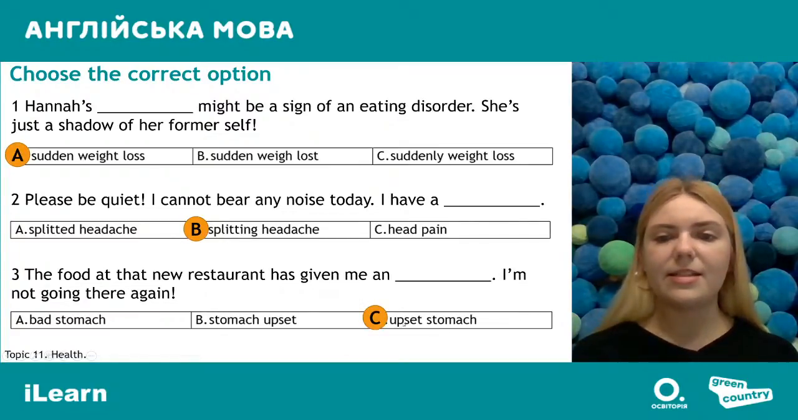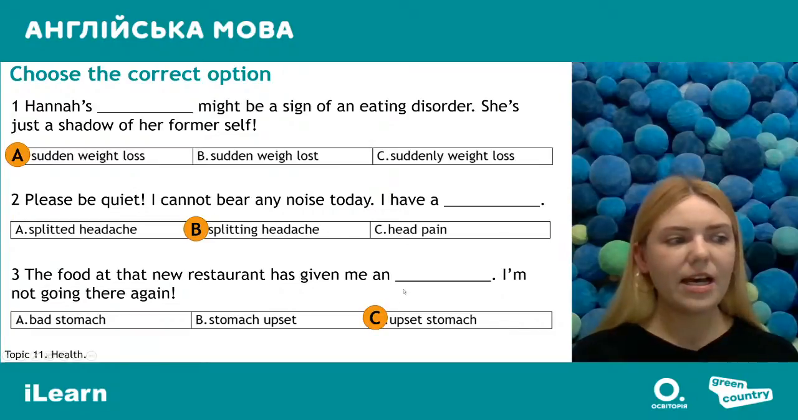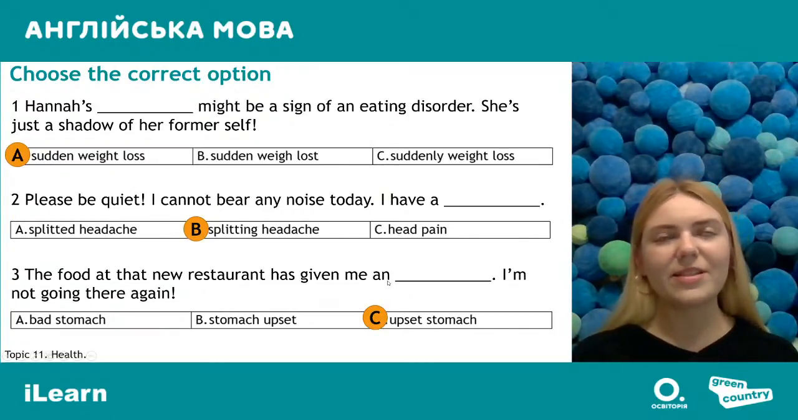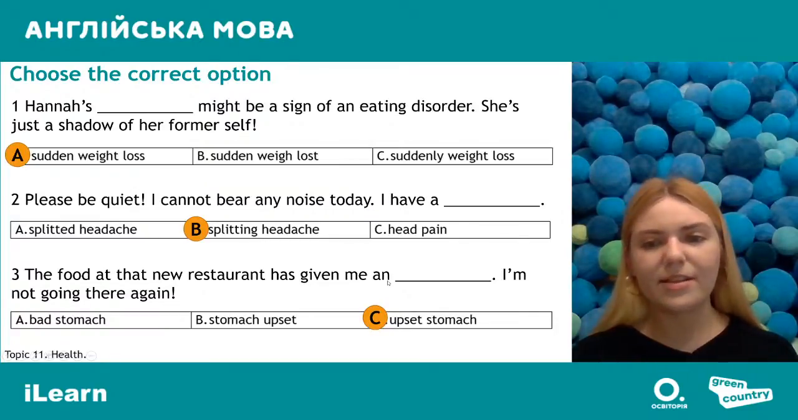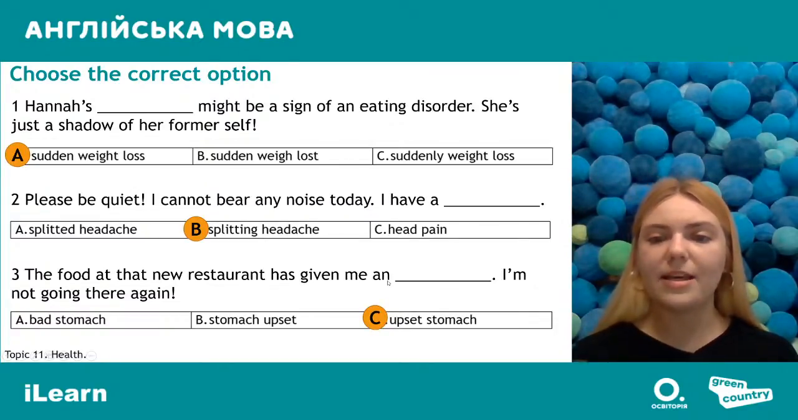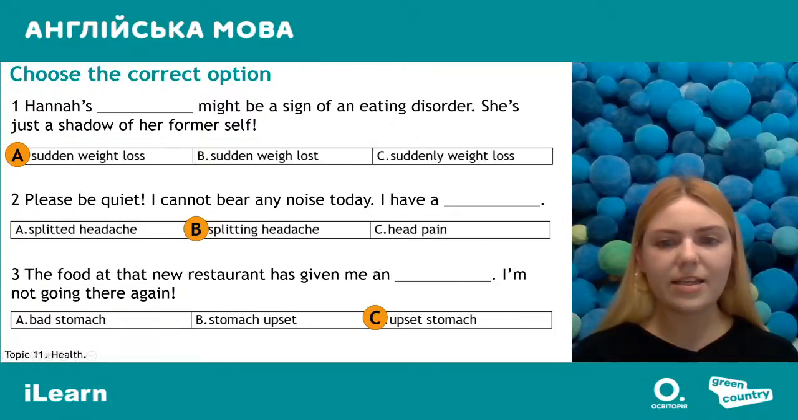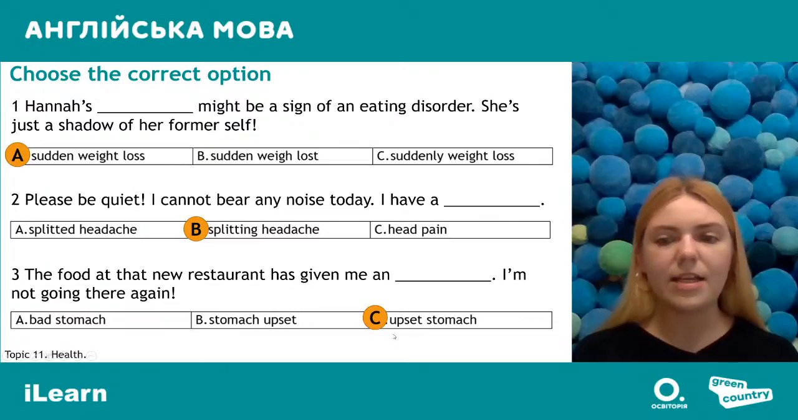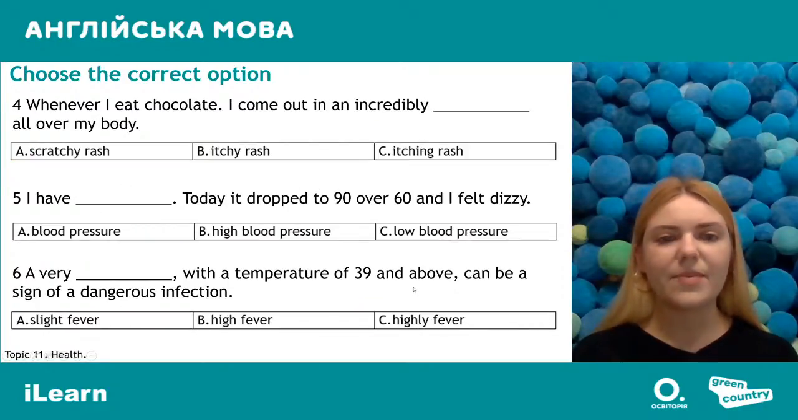Yeah, easy. That is upset stomach. And it's really easy because you have N. Yes, you have N, so it means that you need to start the next word with a vowel. Якщо в нас артикль N, значить наступне слово точно буде з голосного починатись, і в нас є фраза upset stomach. Good. Some more practice. Number 4.